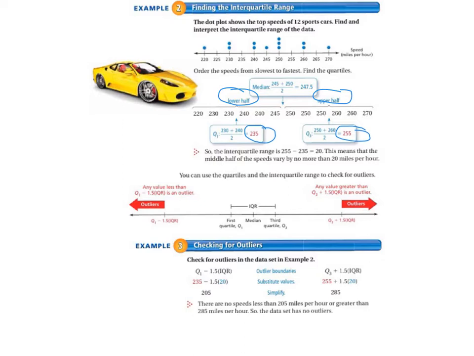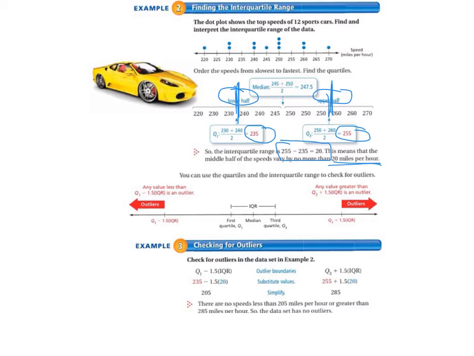So the interquartile range is quartile 3 minus quartile 1, so 255 minus 235, and that equals 20. So that tells you how much space there is between these two numbers. So this means that the middle half of the speeds vary by no more than 20 miles per hour.